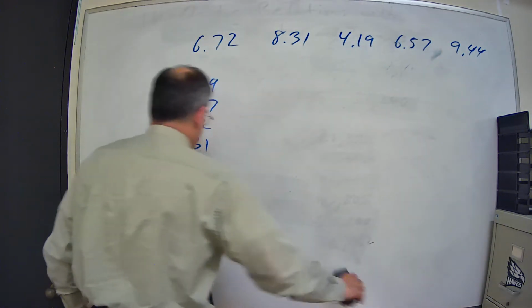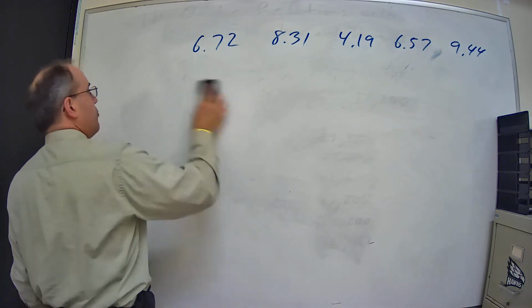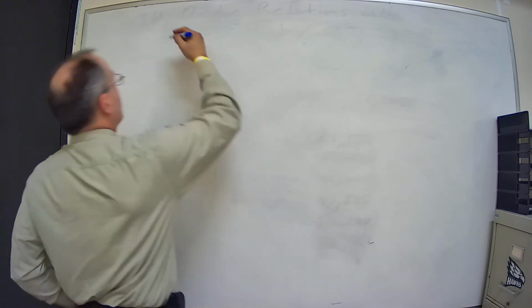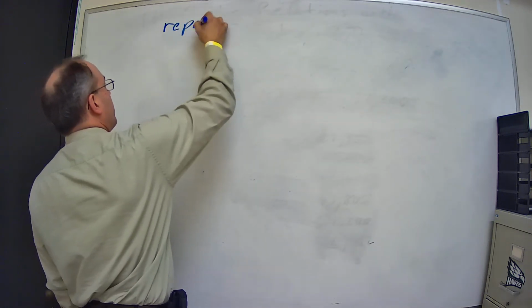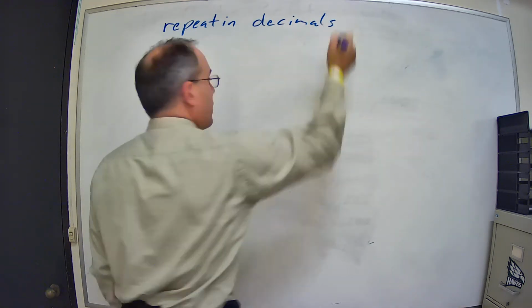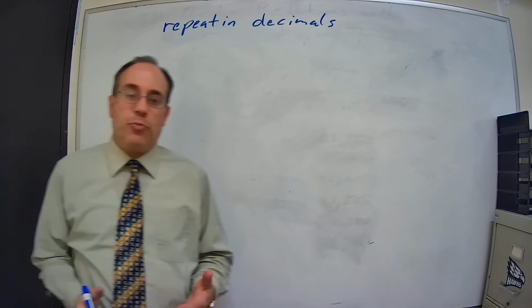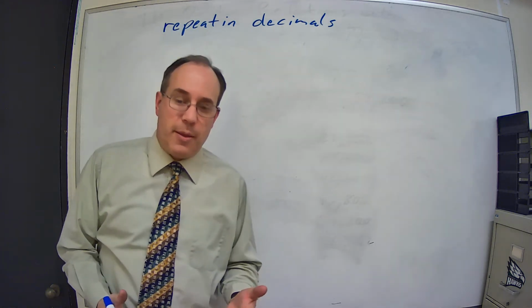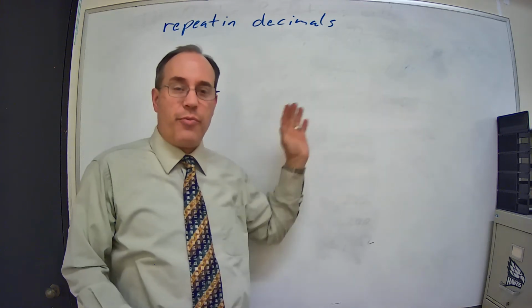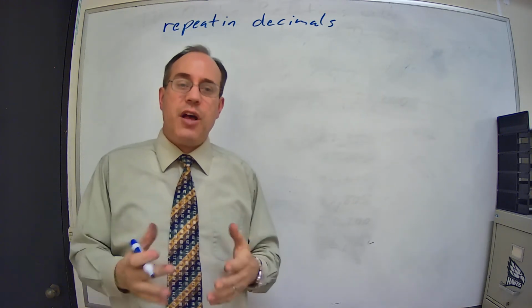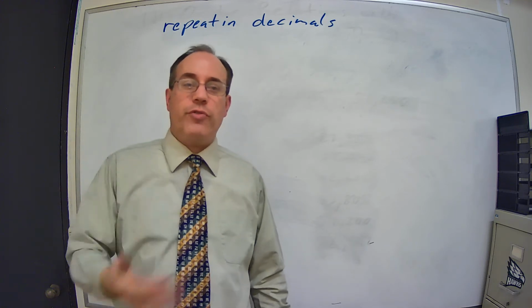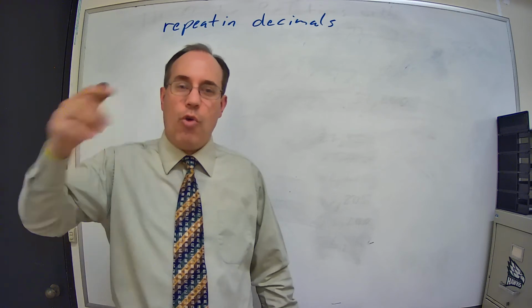Let's talk about repeating decimals. What is a repeating decimal? Repeating decimals are decimal numbers that, once you get to the decimal side of it, the right side of the decimal point, at some point along the way, it starts having the same number over and over and over again, or the same numbers over and over and over again.